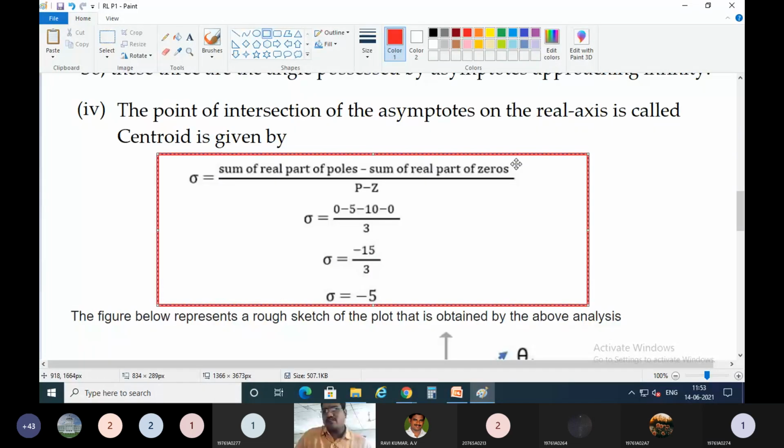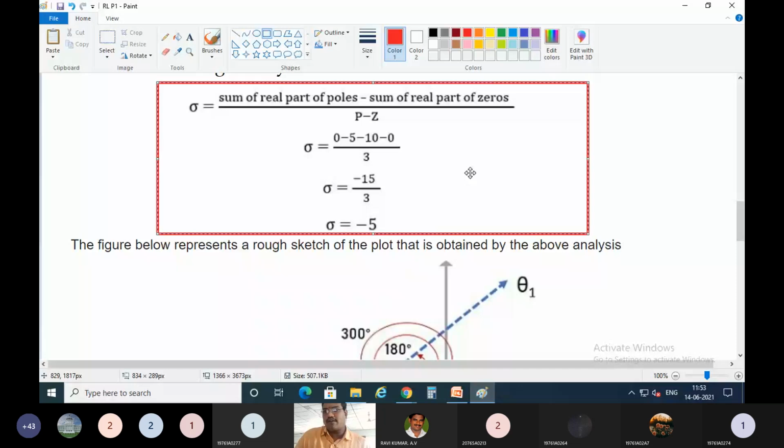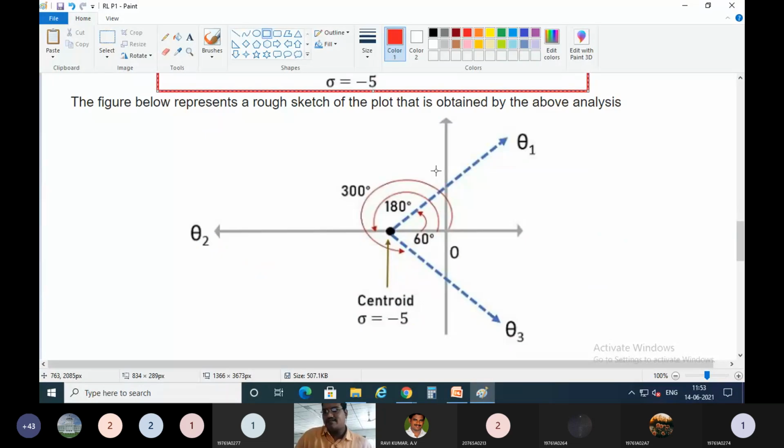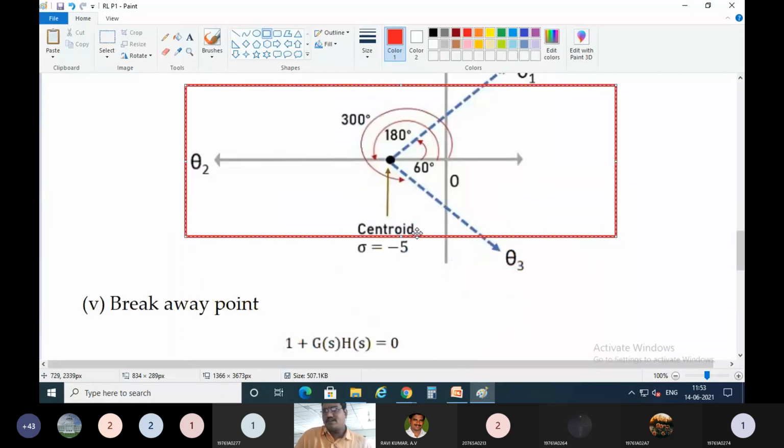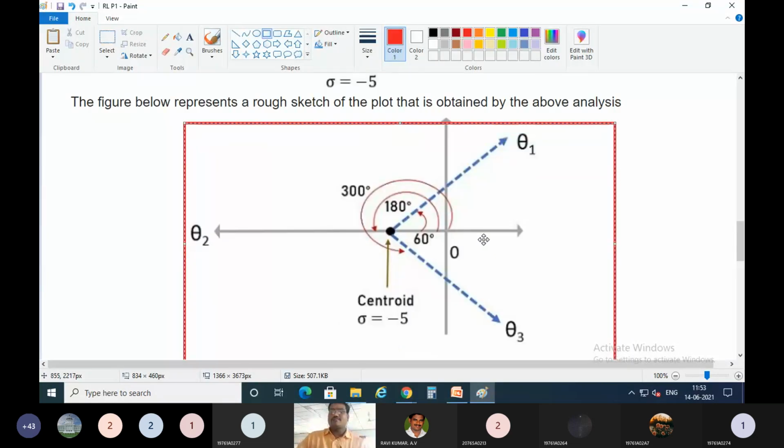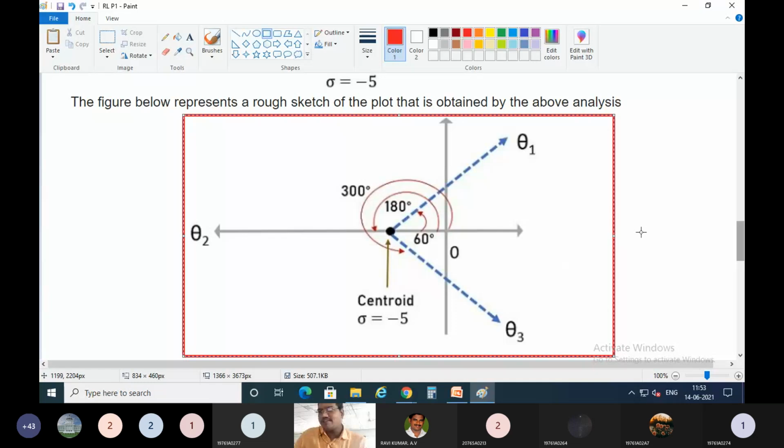So the centroid is -5. Now they are plotted here. See, first take the real axis and imaginary axis. This is the real axis and this is the imaginary axis. So 3 asymptotes have to be drawn. Chondamma, what is the first one? What is the first asymptote?